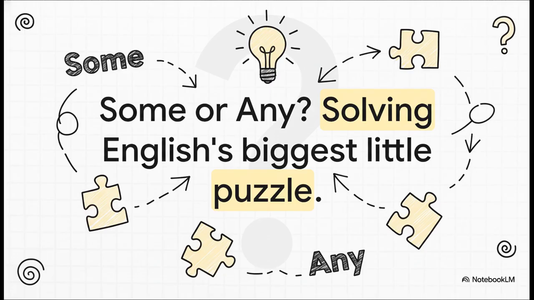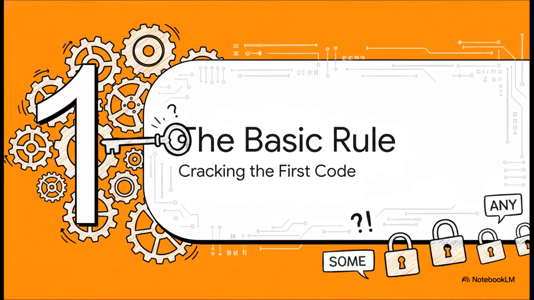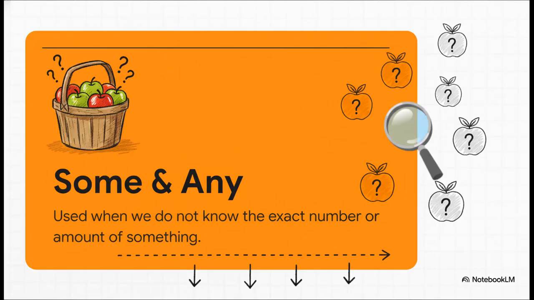But you know what? The solution is way simpler than you think. In just the next few minutes, we're going to put all the pieces together. All right, so every good code has a key, right? And the very first key to really understanding some and any is getting a handle on the one basic rule that governs everything.